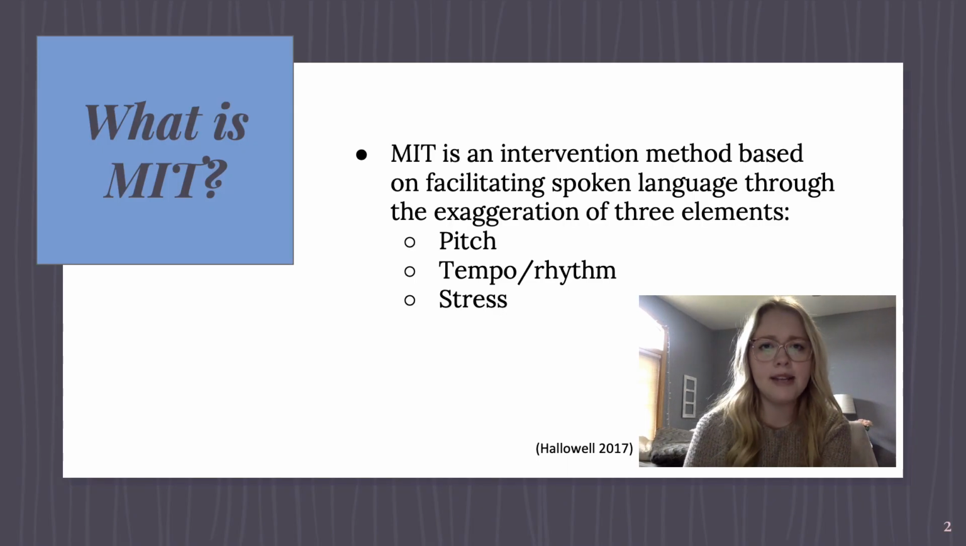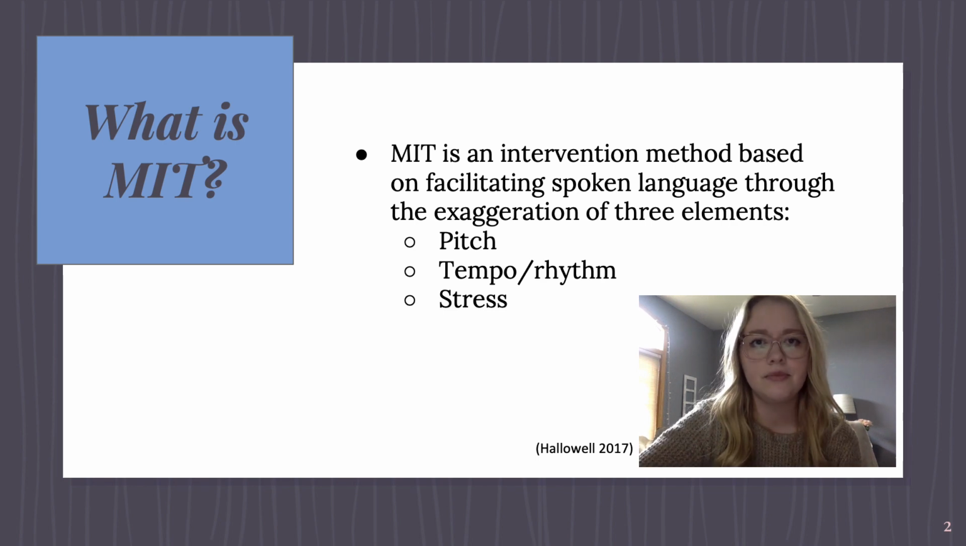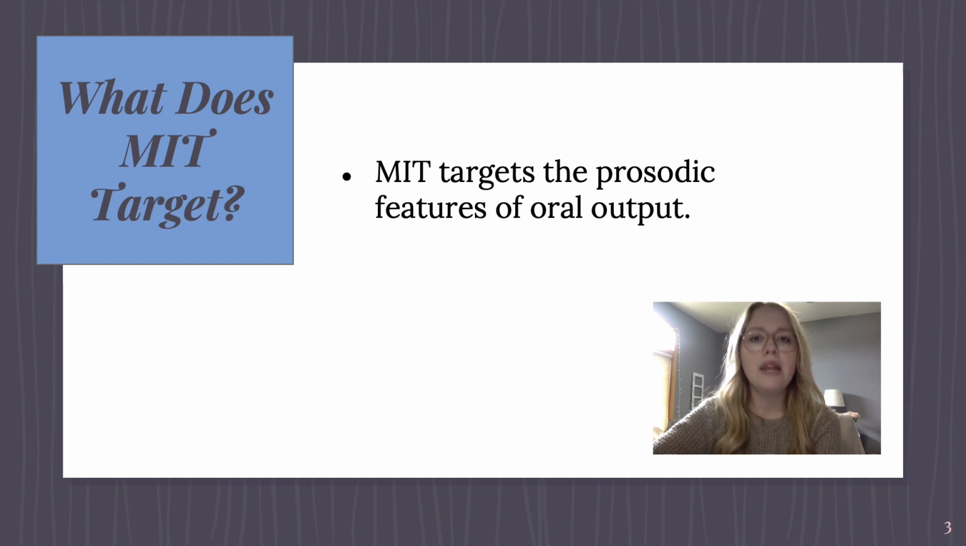Alright, so what is MIT? MIT is an intervention method that is used to facilitate spoken language. It facilitates spoken language through the use of exaggeration of pitch, tempo, and stress. The main thing that MIT targets is the prosodic features of oral output. So in therapy, you're using different prosodic features that will facilitate oral output in the long run, so that eventually they'll be able to do the oral output without using the exaggerated prosodic features.